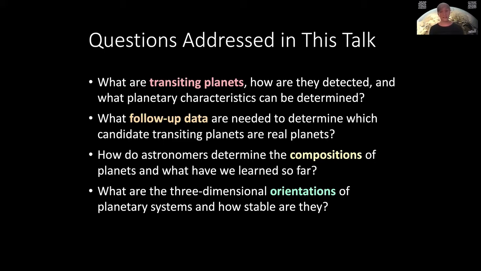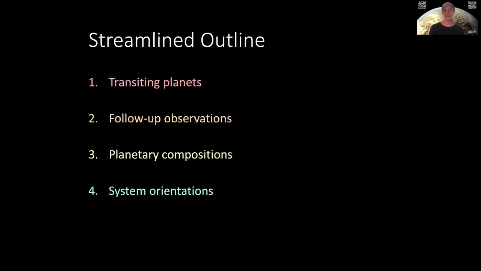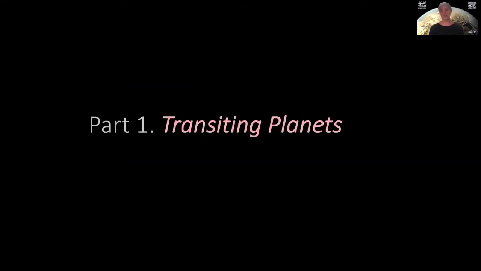There are a lot of words on this slide, so if you want a streamlined view of the talk outline, here it is. We'll start with transiting planets, we'll then go through follow-up observations, then planet compositions, and finally system orientations. To kick things off, let's look at transiting planets.